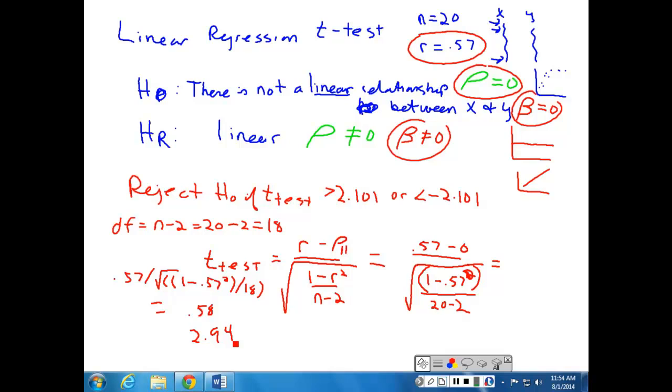0.57 divided by square root, open one parenthesis, open another one, 1 minus 0.57 squared, close parenthesis, divided by 18, close parenthesis. Now 0.193. Give me that calculator. Here we go. 2.94, 2.94. Let me see what you have in your calculator.